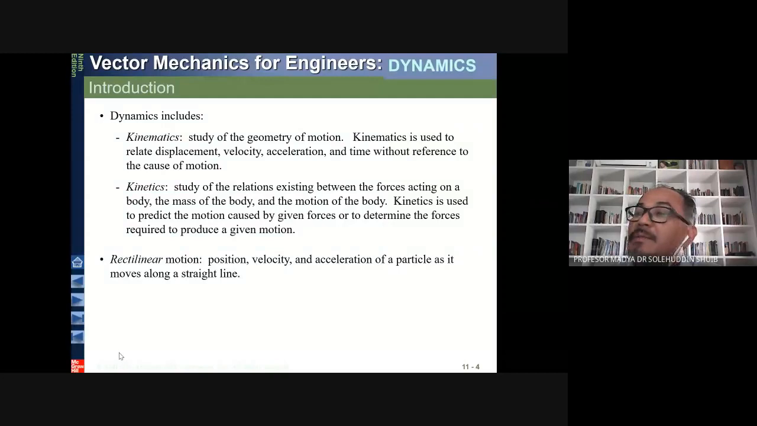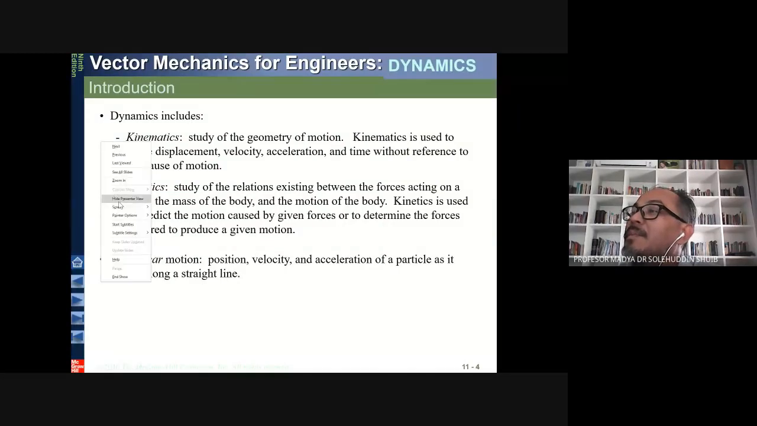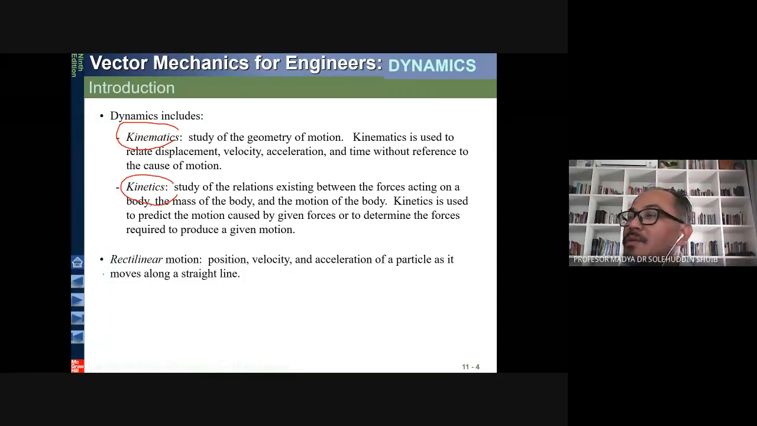This slide I have explained yesterday: the concept of kinematics and kinetics. Yesterday I also mentioned the different types of motion. The first type is rectilinear motion, and with that type of motion we talk about position, velocity, acceleration.